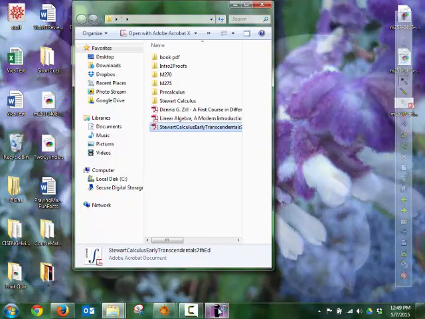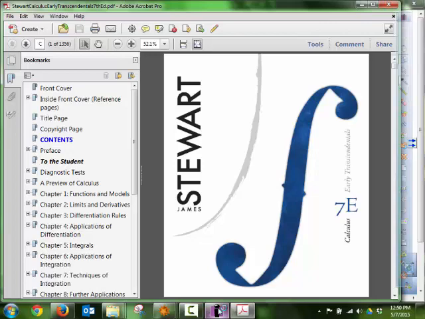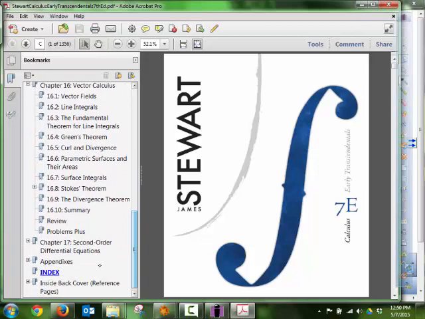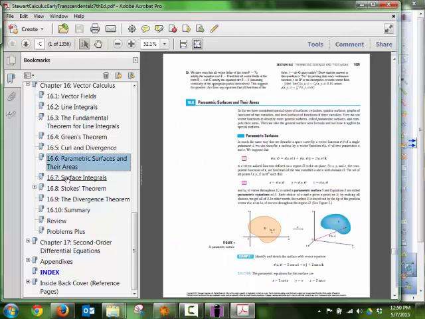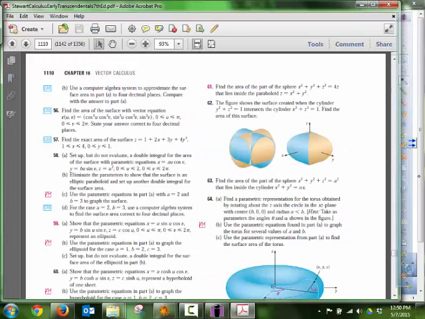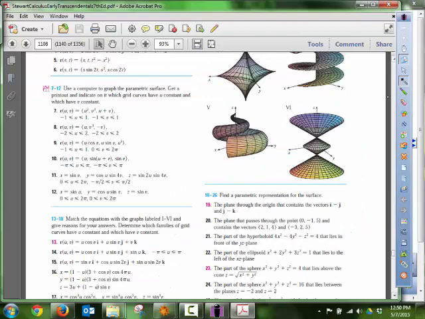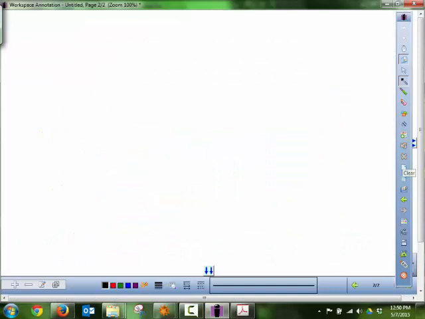So parameterizing surfaces. The way we're going to start off thinking about parameterizing surfaces is maybe go back to see how it is to parameterize a curve. And we'll look at parameterizing curves in a couple of different ways, and then we'll see how that extends to the idea of parameterizing surfaces. So I'll start off with a recall statement.